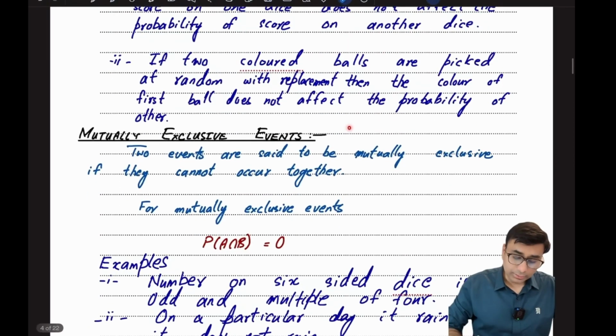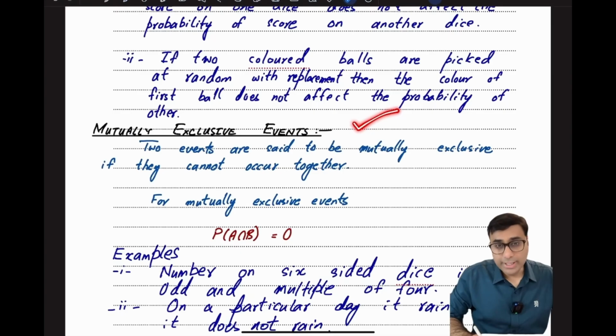The other type of events are mutually exclusive events. Mutually exclusive events are those types of events which do not occur together. So if two events cannot occur together, then such events are called mutually exclusive events. And if you can identify that the events are mutually exclusive, then the probability of A intersection B, that is the probability of both occurring together, would be equal to 0.